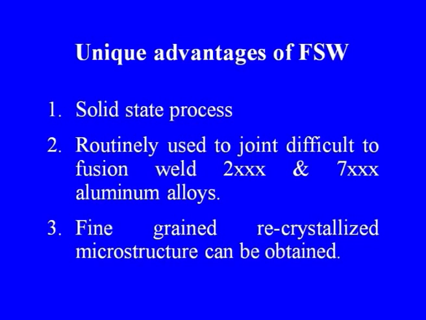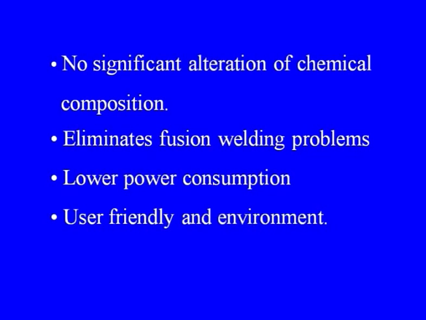This process is routinely used to join difficult to fusion weld materials like 2000 series, 7000 series of aluminum alloys. Then fine grained recrystallized microstructure can be obtained as a result of this joint. Then no significant alteration of chemical composition, since this is purely a mechanical process, and the heat developed will be much lower than the melting temperature. This eliminates fusion welding problems.